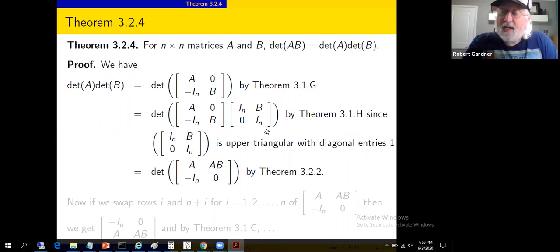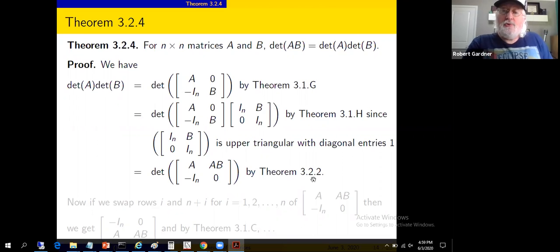It's got ones along the diagonal as we required. It's lower triangular, all zeros below the main diagonal. All right, so the determinant of this thing is the same as the determinant of this thing times that matrix T. T is of the right sort. This matrix is of the right sort, ones on the diagonal and upper triangular. Okay, we know how to multiply such matrices.